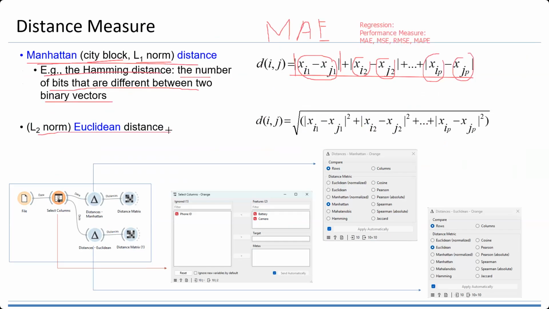Euclidean distance. In the Euclidean distance, or sometimes we call it L2, it is the difference between the data, and then we do the square, plus the difference between the data, and then we do the square, and so on, and then we take the square root.